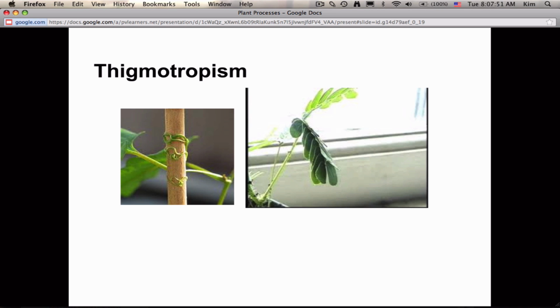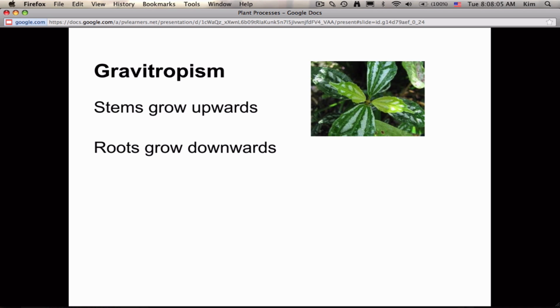We see this also with a Venus flytrap. So a Venus flytrap, if an organism lands within it, it will snap shut. And that is basically a response to stimulus, which we call thigmotropism. And then there's gravitropism. And gravitropism really just means that stems grow upwards. So they tend to grow up, and roots grow downwards.